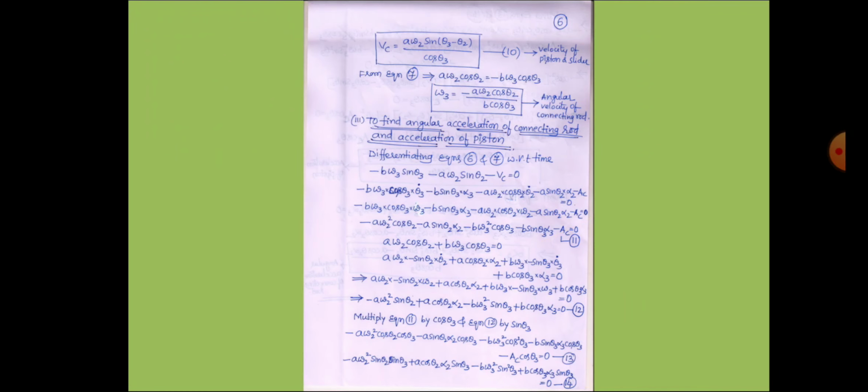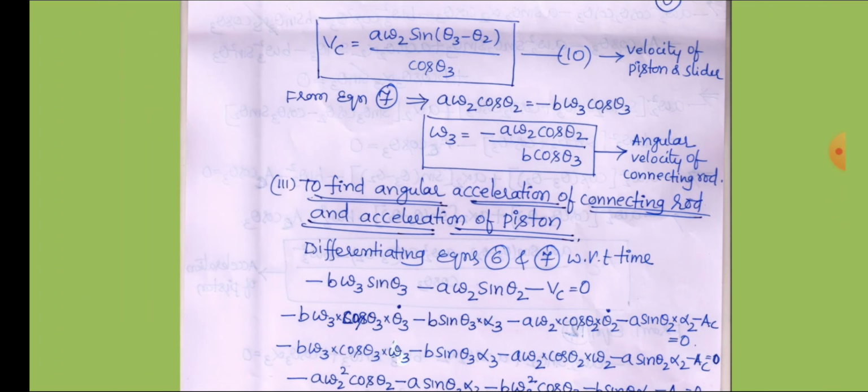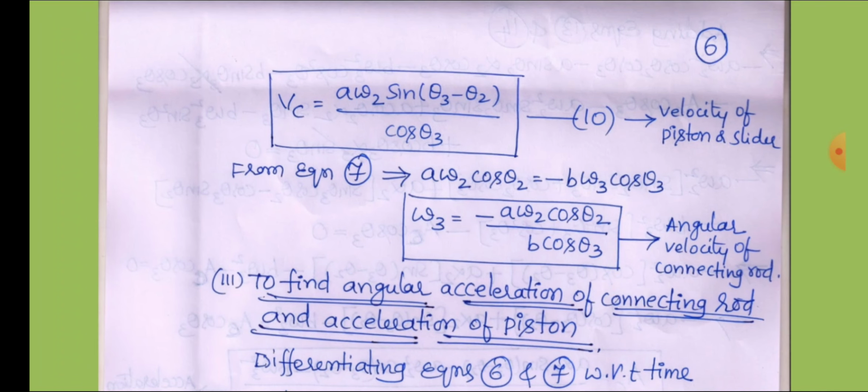So from this, I can find the velocity of the slider, that is Vc. From this diagram, Vc is equal to a omega 2 into sin of (theta 3 minus theta 2) by cos theta 3, where this is equation number 10, which gives the velocity of the piston or the velocity of the slider. That is one of the things to be determined in the derivation part. So now this is the velocity of the piston.